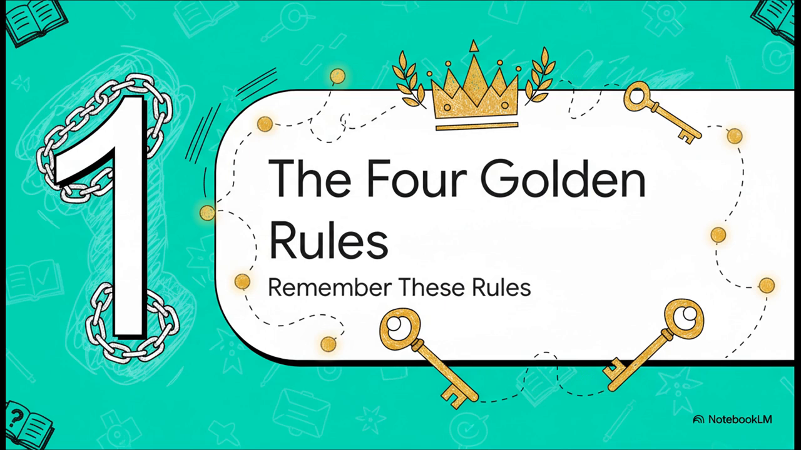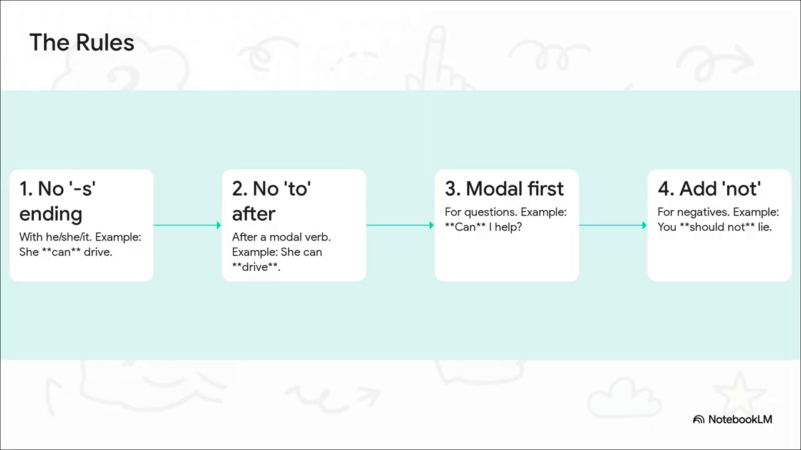And here's the best part, the thing that makes this so much easier. There are basically just 4 golden rules. That's it. If you can remember these 4 things, you've got it. You can throw away all those confusing grammar charts. Okay, ready? Here they are.